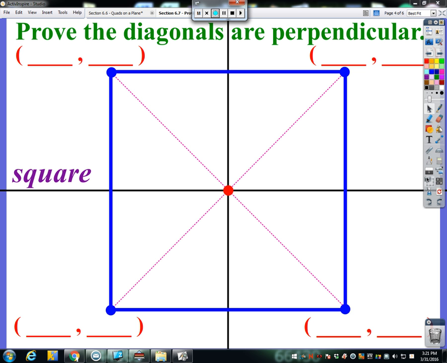Next problem we're going to look at, we're going to prove that the diagonals are perpendicular in this square. This was one of the problems that we looked at in the last video. So let me rewrite the coordinates that we came up with here.